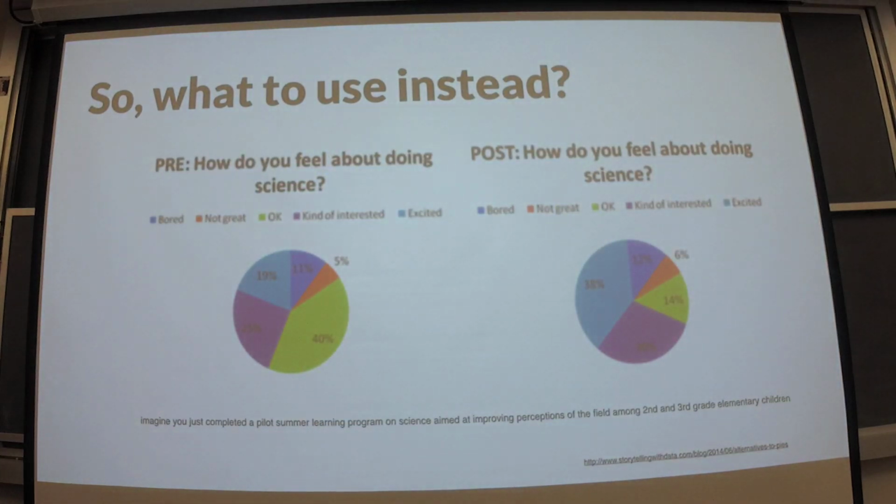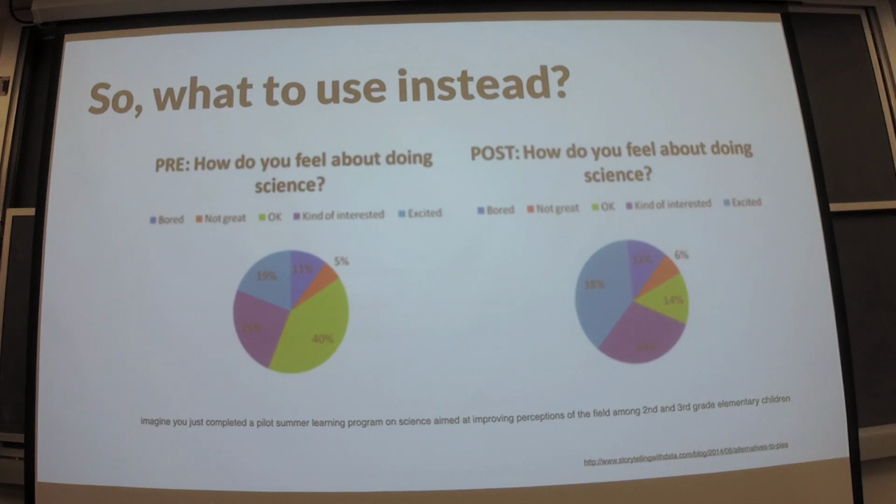So what could we use instead? I said these comparisons are particularly difficult with multiple pie charts. So here's a redesign example. This is data that's probably made up about some kind of intervention program in schools about how you feel about doing science. These guys supposedly went in and lectured students in school about science. And they did a pre and a post survey and asked the question, how do you feel about doing science?